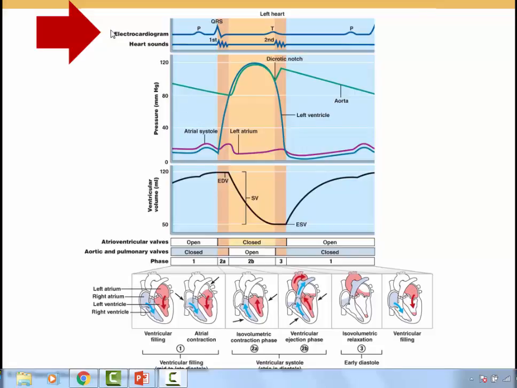But first, let's continue on with the electrical conducting network there in the heart and how we measure that using an electrocardiogram. So this is a graph of the heart's electrical system. What's going on when it's flipping that membrane potential. That's what we're measuring. And this gives us an indirect indication of contraction and relaxation, but it's not a direct measurement.